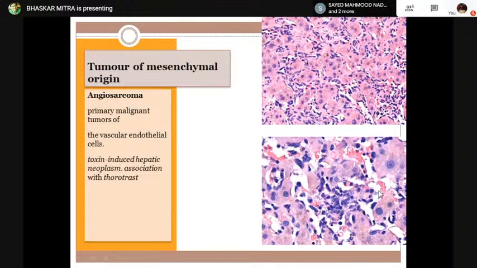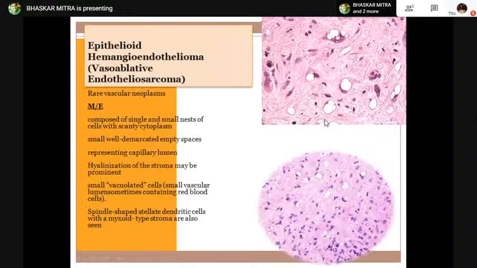Okay, here we can see this intercommunicating connecting vascular network with the malignant looking, angry looking cells with the dysplastic changes with a sinusoidal pattern here. This is a case of angiosarcoma, which commonly occurs in the liver. This one is the epithelioid hemangioendothelioma.